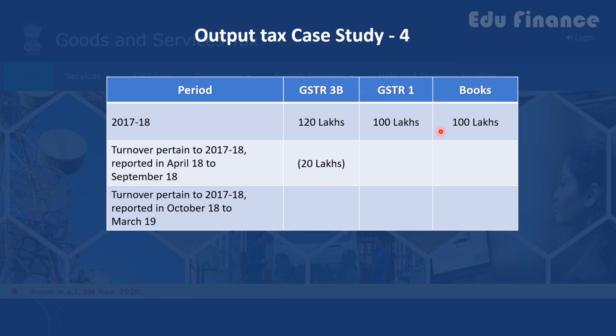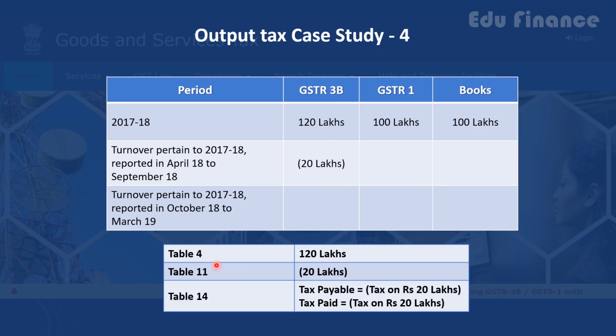Then case study number 4, where GSTR 1 and books of account show the same turnover of rupees 100 lakh, but turnover of rupees 120 lakh is reported in form GSTR 3B. And such wrong presentation of turnover of rupees 20 lakhs is reversed in financial year 18-19. In such a case, turnover of rupees 120 lakh will be reported in table 4 of form GSTR 9 and in table 11, rupees 20 lakh should be reported as a reversal, that is turnover reduced by way of amendments. Then in table 14, tax payable and tax paid should be reversed on account of declaration in table 11.